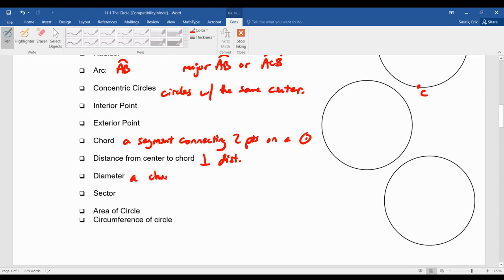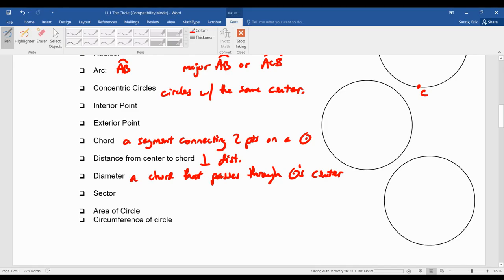It's a chord that passes through the circle's center. It's the longest chord possible for a particular circle.